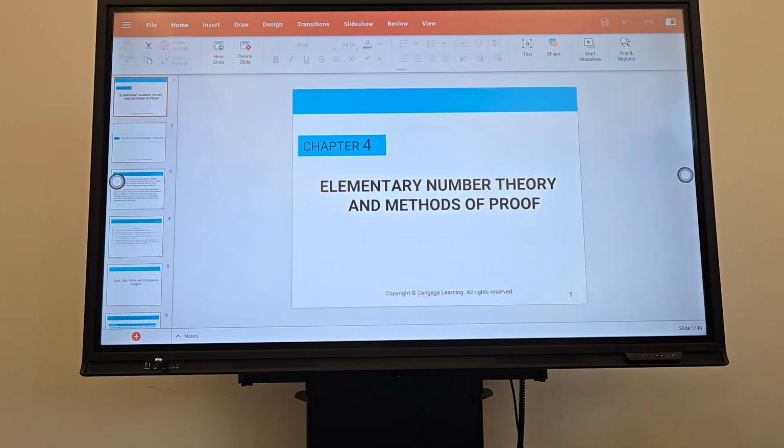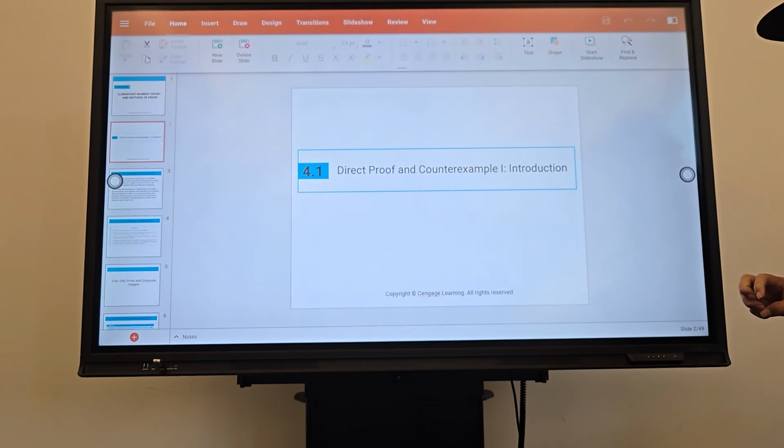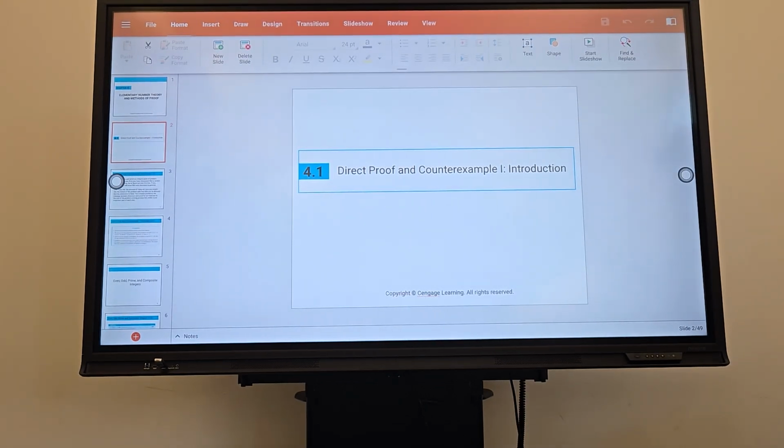Today we're going to start chapter 4 with the chapter on elementary number theory and methods of proof. Start with the first section, direct proof and counterexample 1, the introduction to it.